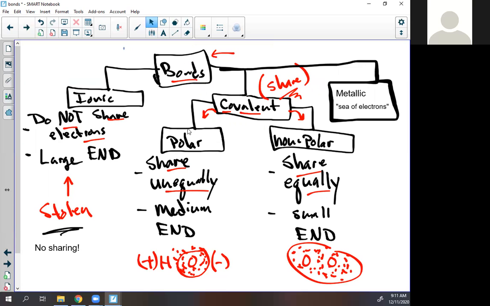Okay, so this is not a flow chart, it's just a diagram. We have bonds, and there's 4 types, even though really this looks like maybe 3. There are ionic bonds, and these are the things you need to know for sure. They do not share electrons. Okay, we're going to go with this one. There is a large electronegativity difference.